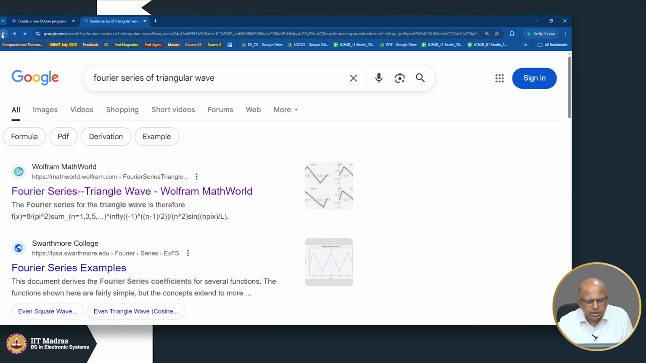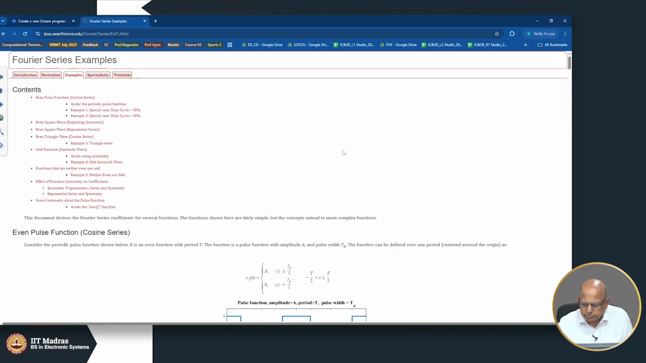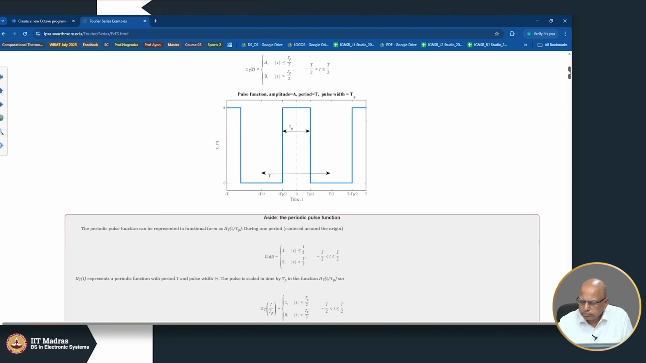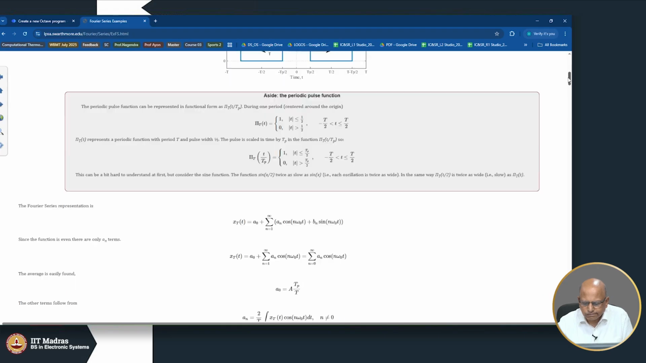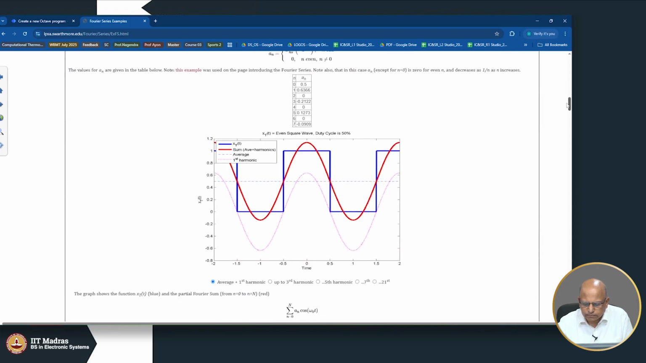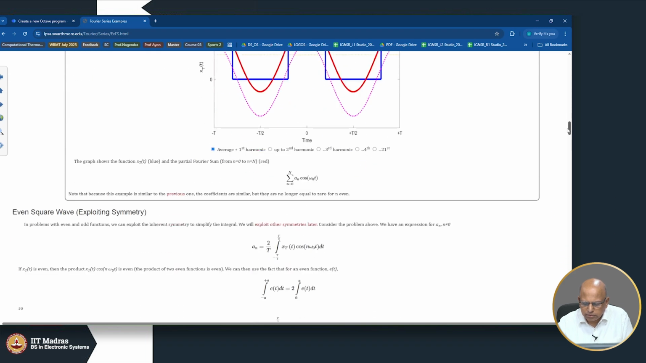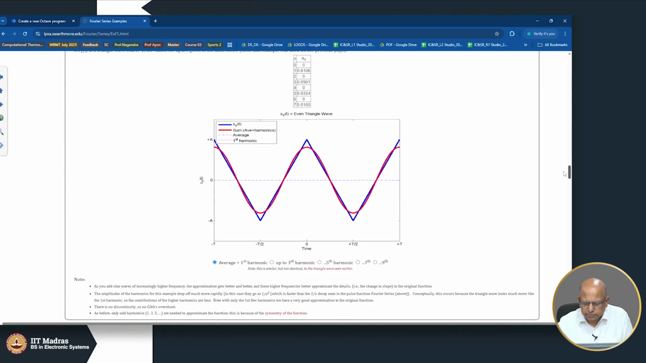So, this also explains the same thing. The blue waveform can be constructed as the sum of a number of sinusoids.